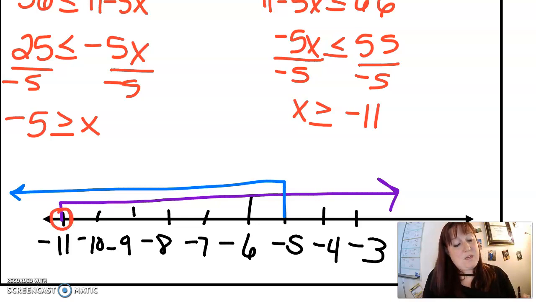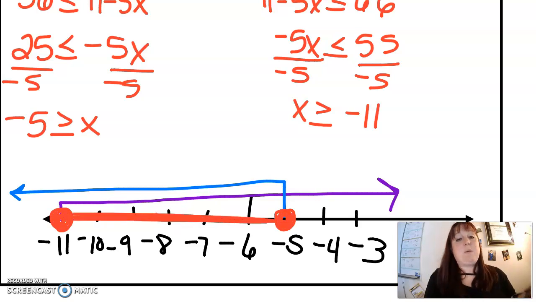So from here to here, and we're going to do closed circles since they're greater than or equal to and less than or equal to, and right here. So these are the numbers that would make both halves of this true, which is what we want.